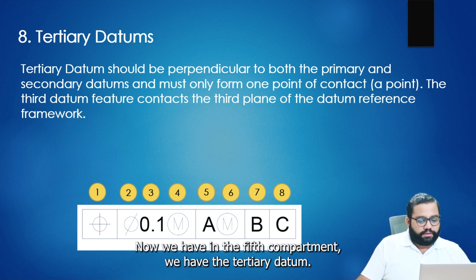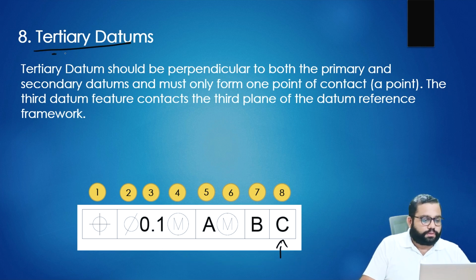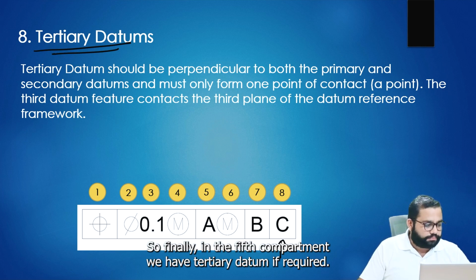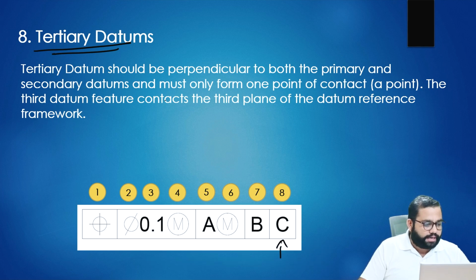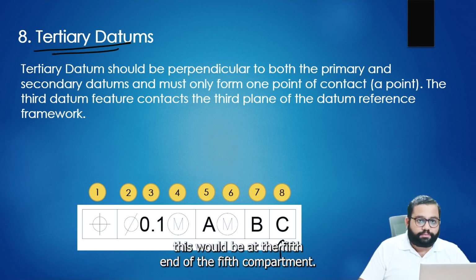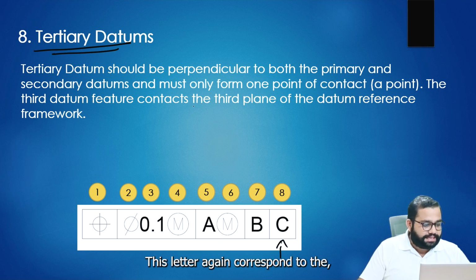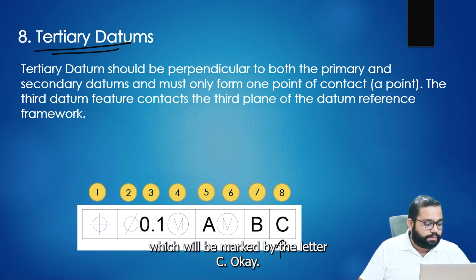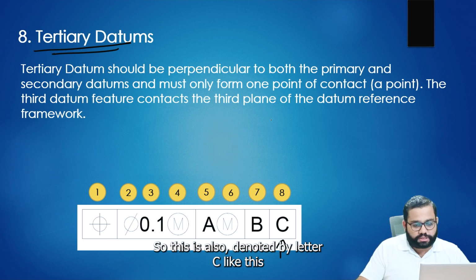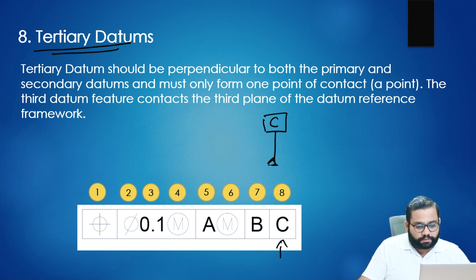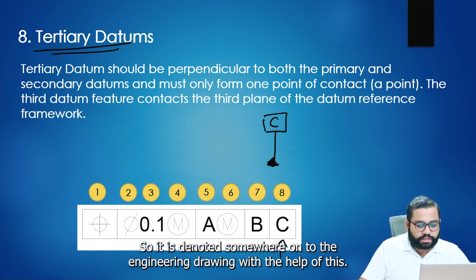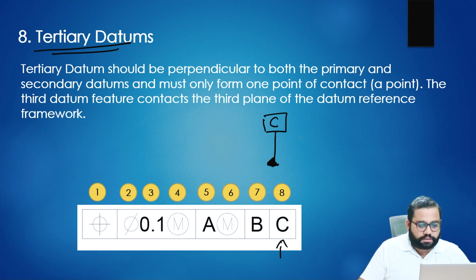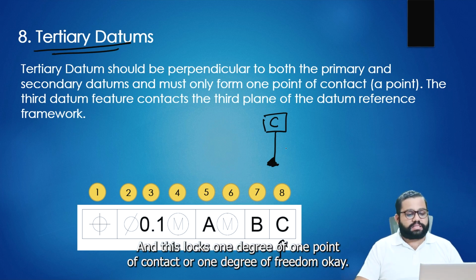Now we have the tertiary datum in the third compartment. If required, this would be at the end of the compartment. This letter again corresponds to a feature somewhere on the part, which will be marked by the letter C. So it is denoted somewhere on the engineering drawing with the help of this mark. And this locks 1 degree of freedom, or 1 point of contact.